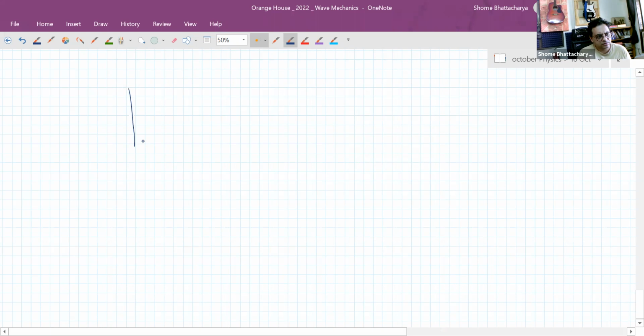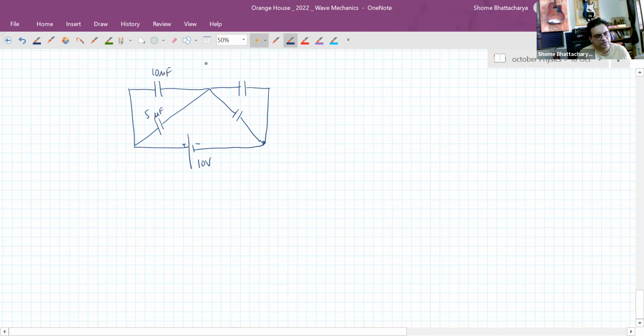So see, your circuit is like this. We have connected a 10 volt battery, and then we have 5 microfarad capacitor, 10 microfarad capacitor, 4 microfarad and 6 microfarad. And these points are labeled A, B and C. Okay. So can you tell me what type of combination these two capacitors have?